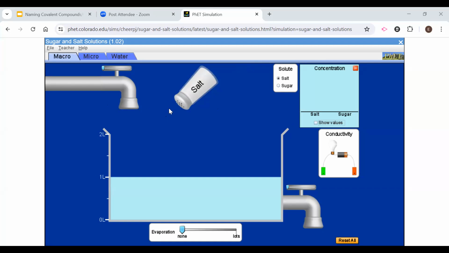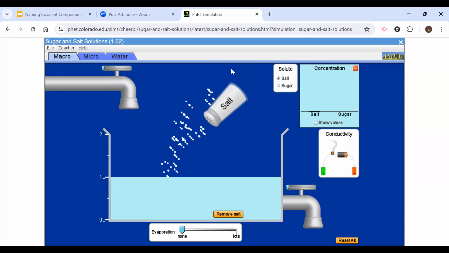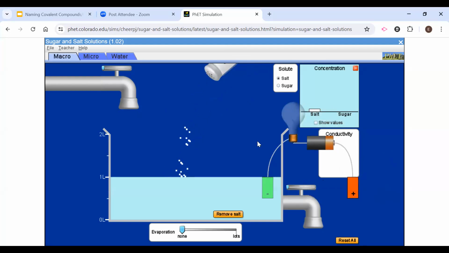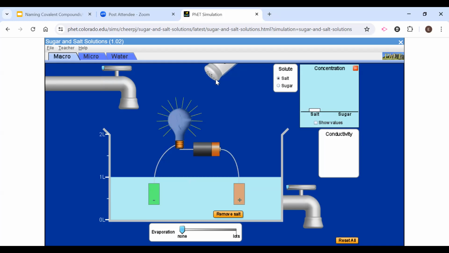Okay, this is salt. Salt is NaCl, made up of metal and non-metal. This is an ionic compound. We want to see what happens if it conducts electricity. So we put some salt in water. And then, you see that? Salt conducts electricity. You see that?